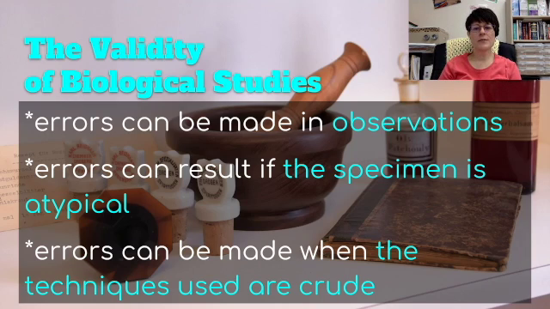Errors can result if the specimen is atypical. We have to make sure that we're looking at a healthy specimen that is like the rest. Maybe we have a diseased specimen and we're not going to get good data. Also, errors can be made when the techniques used are crude. We have much better microscopes now for making observations compared to what they had previously. And so, the better our technology, the better our instruments, the better our data is going to be.